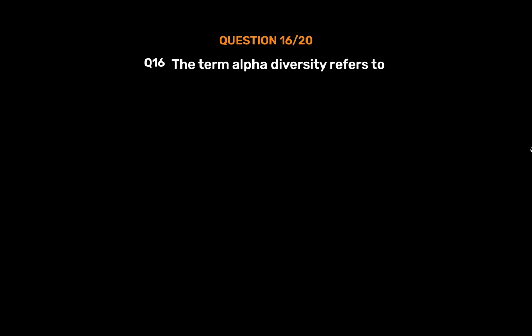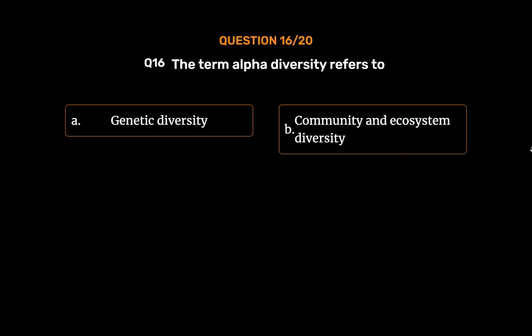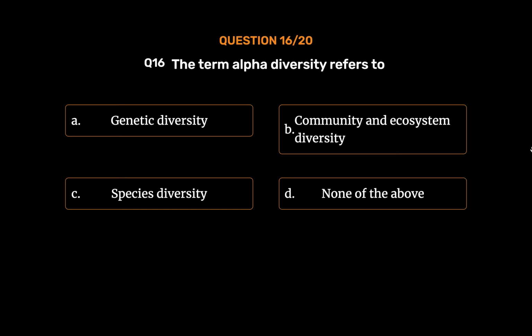Question number 16. The term alpha diversity refers to Option A, genetic diversity. Option B, community and ecosystem diversity. Option C, species diversity. Option D, none of the above. The correct answer is Option B.